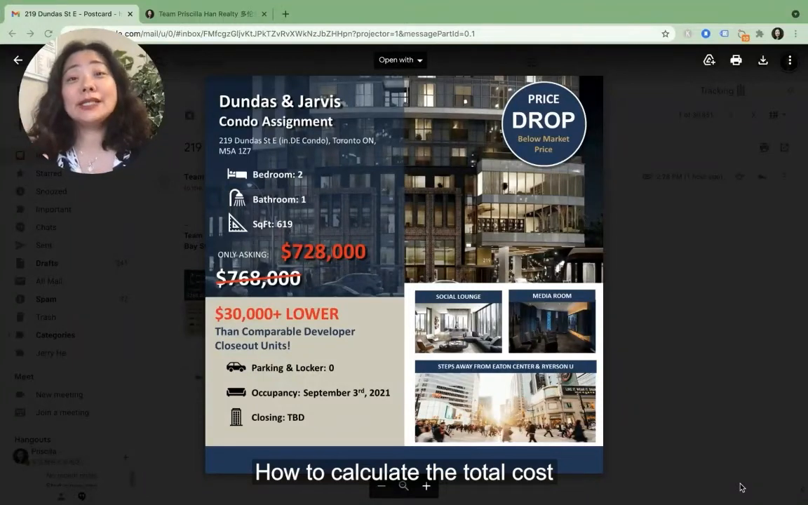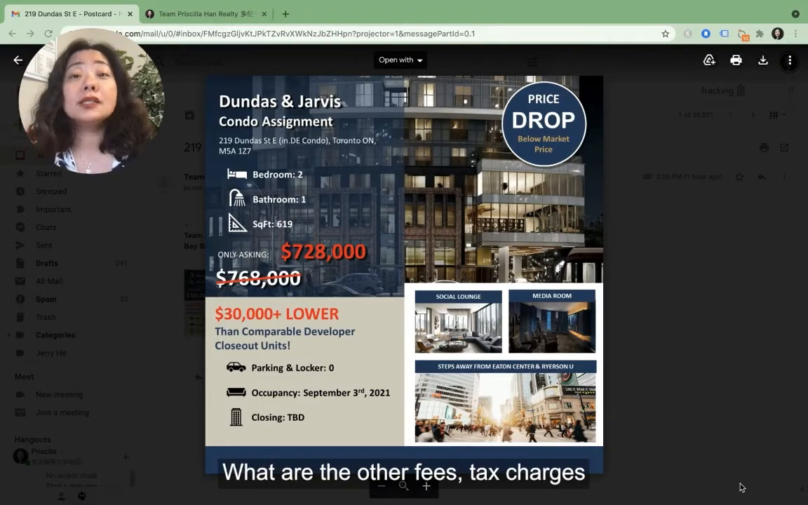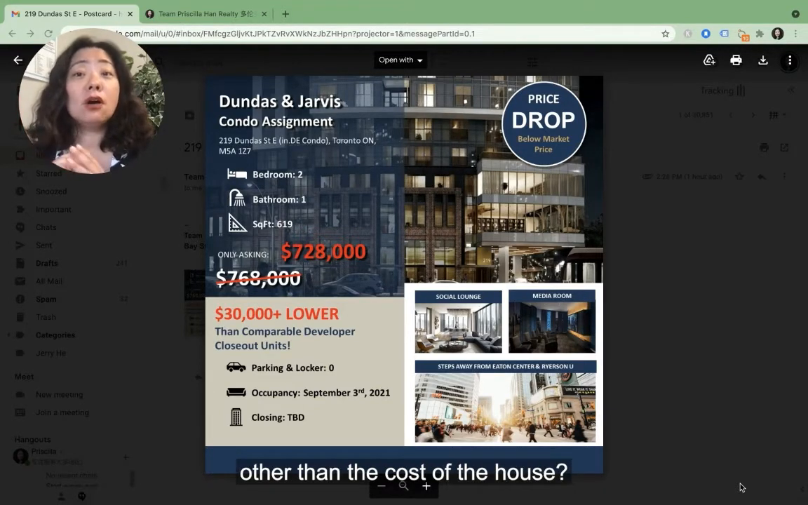How to calculate the total cost when you want to take over the assignment? What are the other fees, tax, and charges other than the cost of the house?